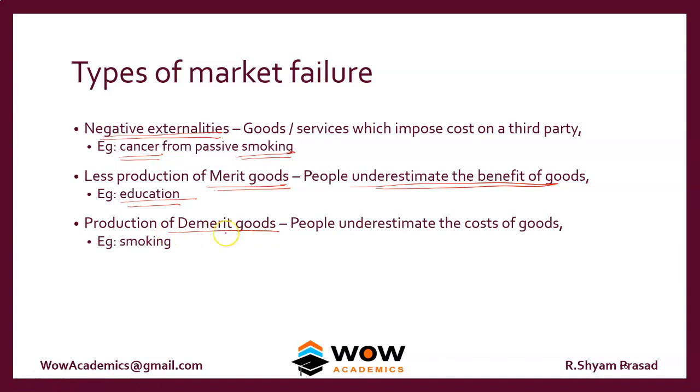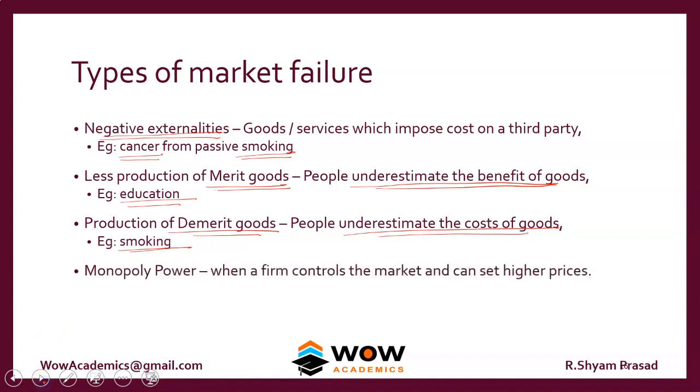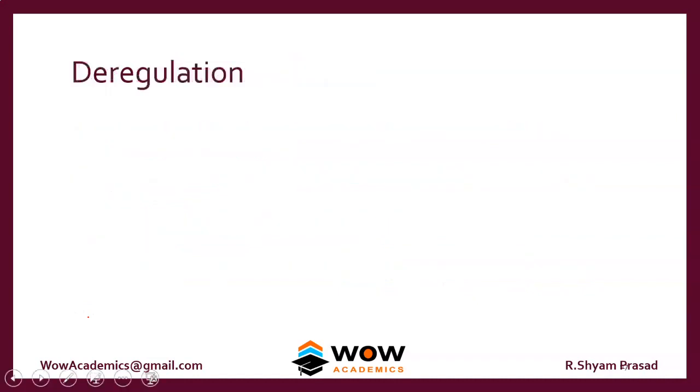Or production of demerit goods, things which are hurting the citizens. People underestimate the cost of goods, for example, smoking or even liquor or alcohol, or monopoly power. If one of the companies gets monopoly power, then they can control the market and set a higher price. So these are the problems of market failure.